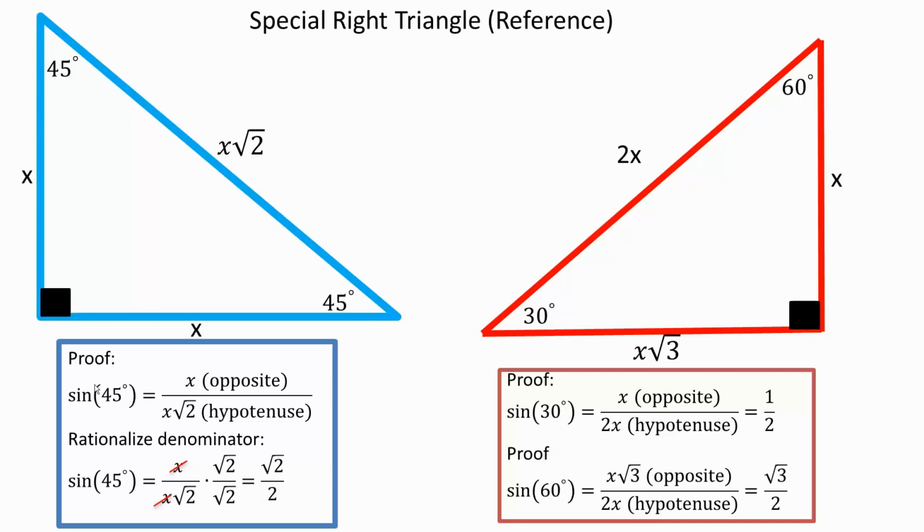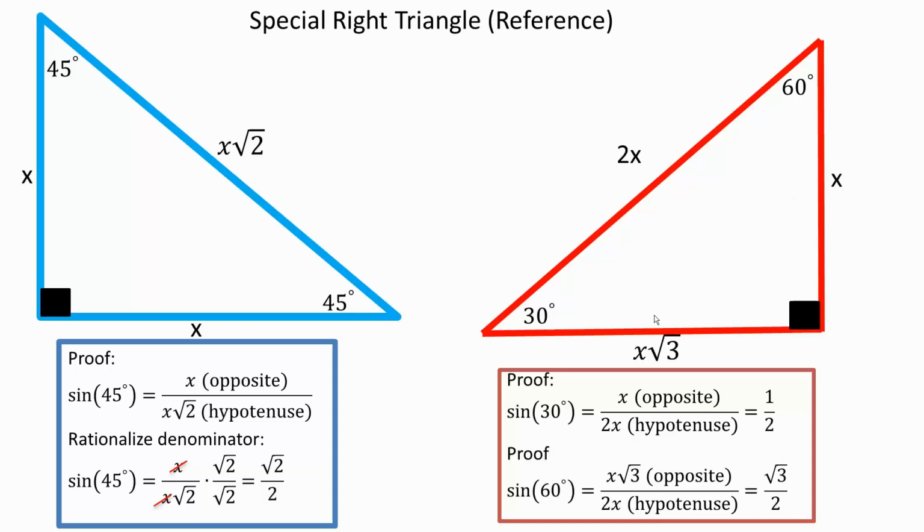As an example, sine 45 is equal to opposite over hypotenuse. So opposite is x divided by the hypotenuse, which is x square root of 2. Once we rationalize the denominator, we get sine 45 is equal to the square root of 2 divided by 2. For 30-60-90, the corresponding side for 30 degrees is x.